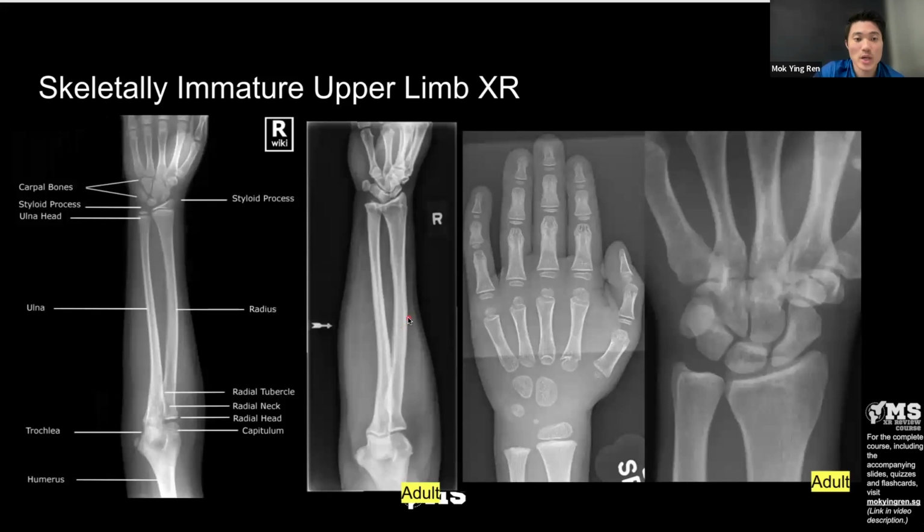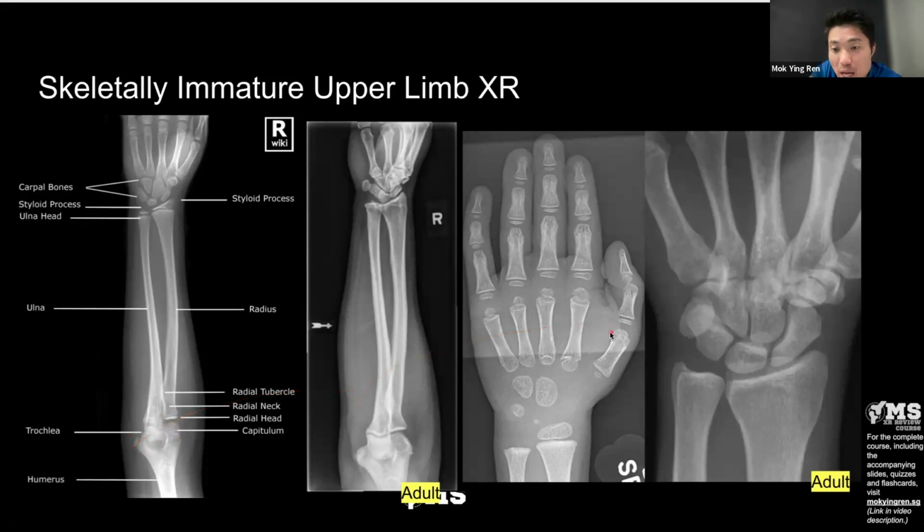This is an X-ray of the forearm over here, the adult and the skeletally immature. We see open physis over at the radial styloid, as well as the ulnar head. And also on this view, we can again see the open physis over at the radial head, the capitellum, as well as the medial epicondyle. These are not seen in the adult X-ray.